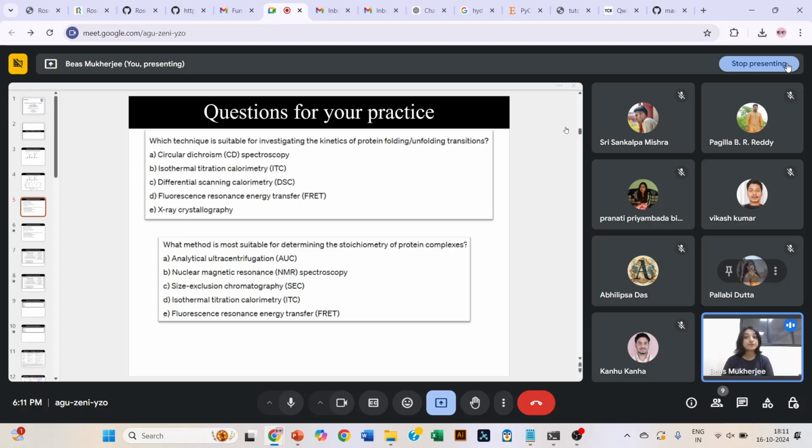And then we have: which method is most suitable for determining the stoichiometry of the protein complex? Stoichiometry means exactly what number of which subunits are involved in the formation of the functional protein, right? So that you can know from some of these techniques. Which one do you think would be most appropriate? There can be more than one answer. Okay, it is possibly an MSQ. So you can see which one you can use. For stoichiometry, which all would you use?